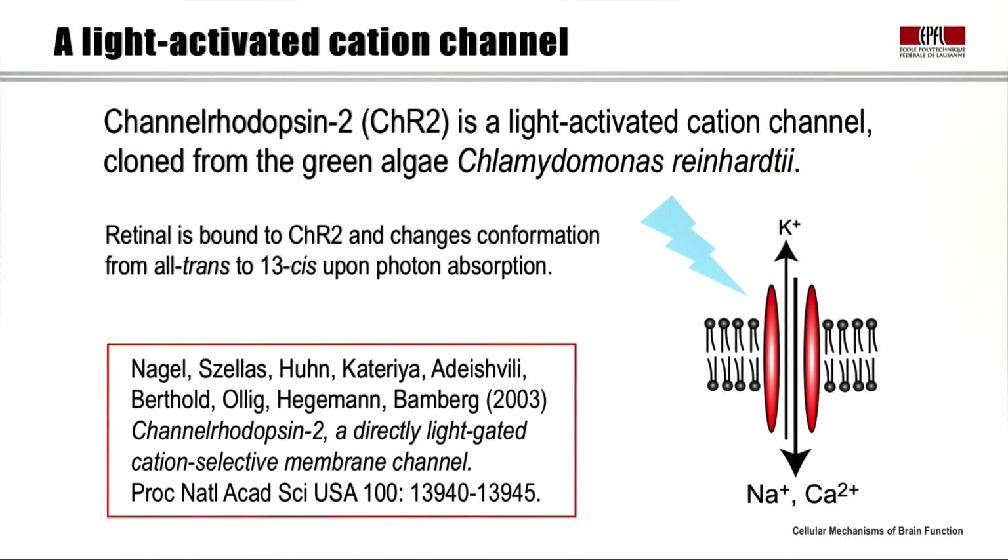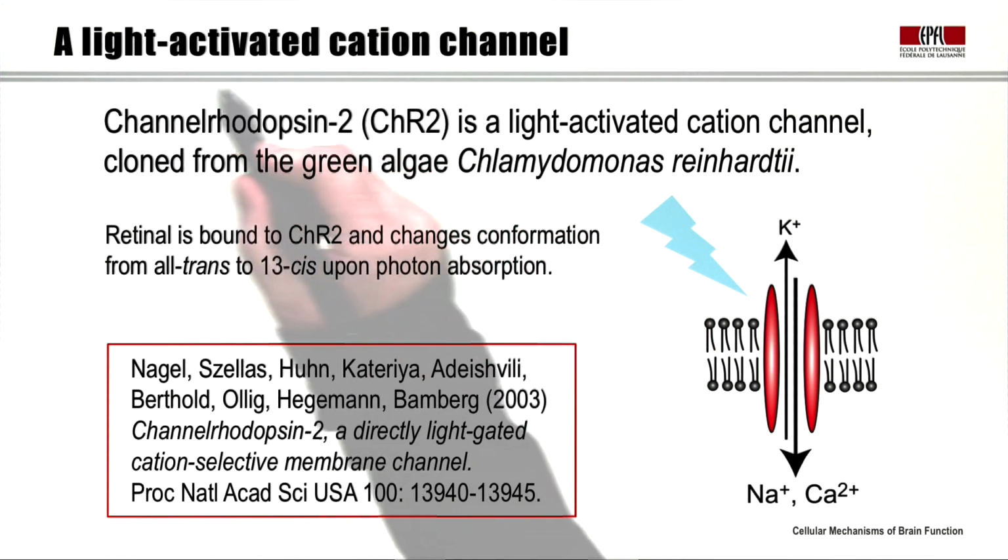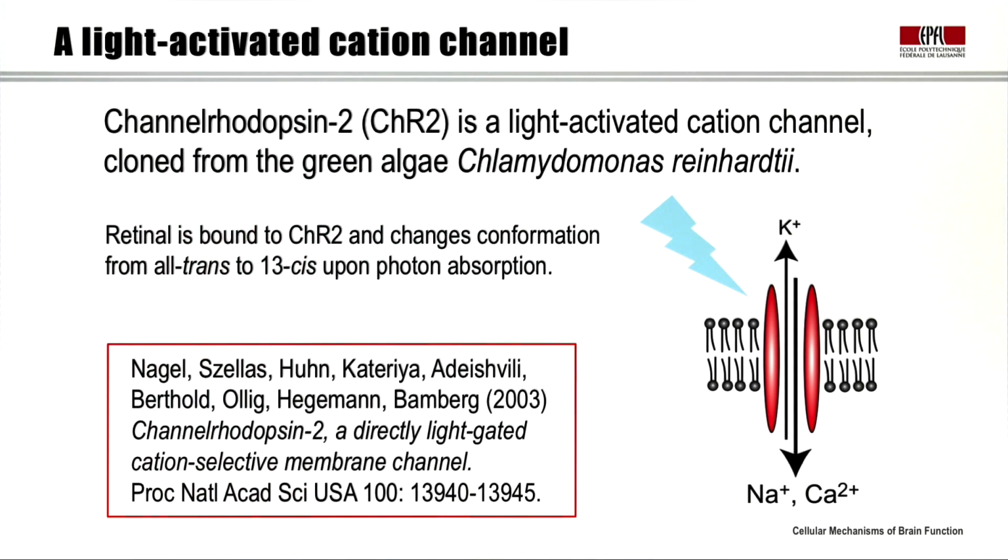The optogenetic revolution begins with the cloning and identification of light-activated cation channels, and in particular the identification of channelrhodopsin 2 as a light-activated cation channel in this seminal paper here from Nagel et al. In 2003 began the optogenetic revolution for the neuroscientists.